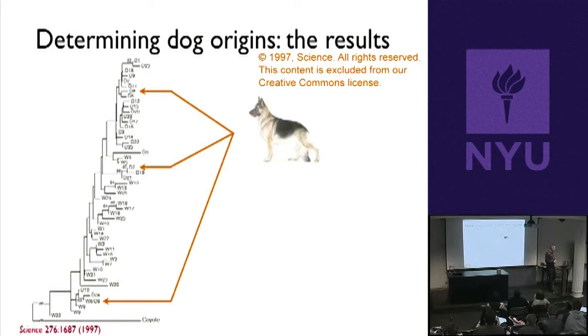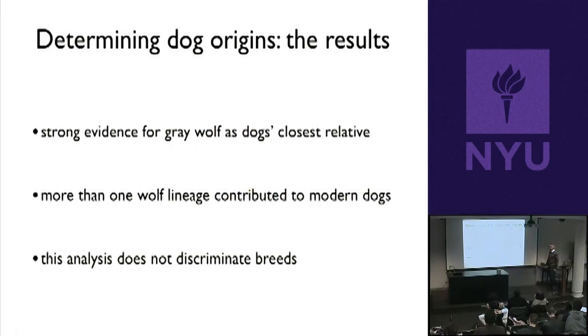So if you look at where the German shepherds are, there's one up here, one down here, and one that's the same as the wolf. So this region of DNA doesn't allow us to identify a breed, the same way it doesn't really allow us to identify whether it's a dog or a wolf. Just by doing this, and next lecture we'll see that you can actually do better and identify breeds with better data. So this analysis can't discriminate breeds, but it gives very strong evidence that the gray wolf is the dog's closest relative.